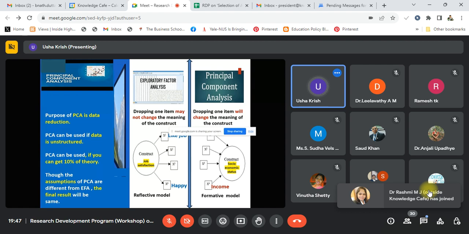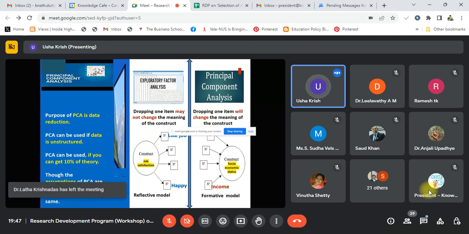Now the question is, what is formative model and what is reflective model? Let me explain with example. In case of formative model, what I do, I identify the items first. I identify the questions or items first. And based on those items, I try to define the construct.